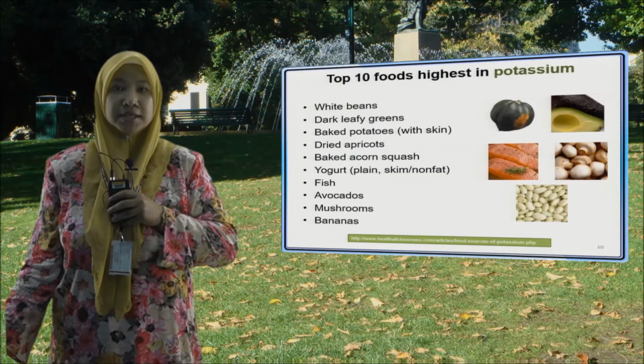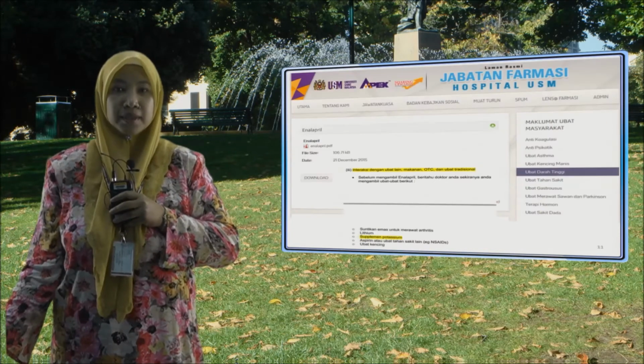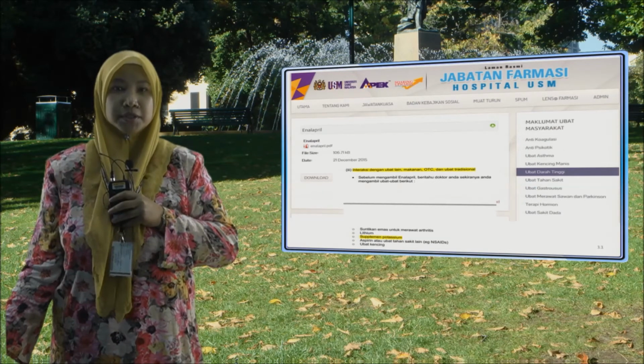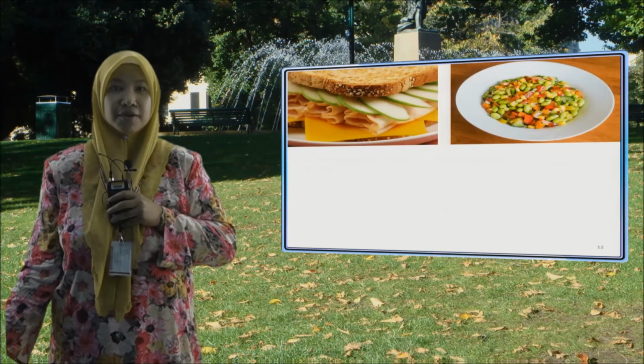So, this is example of top 10 food highest in potassium. Another example from website of Jabatan Farmasi Hospital USM. Okay, what is this?